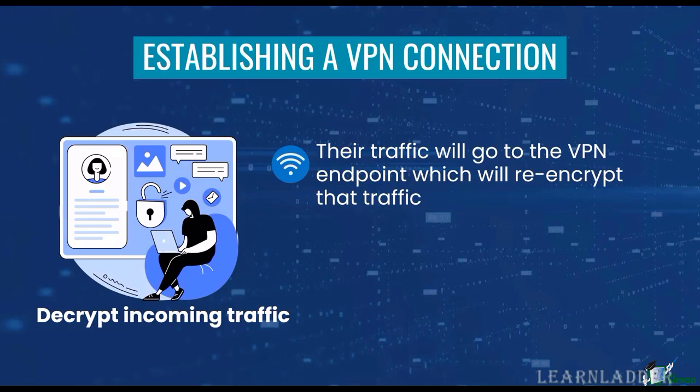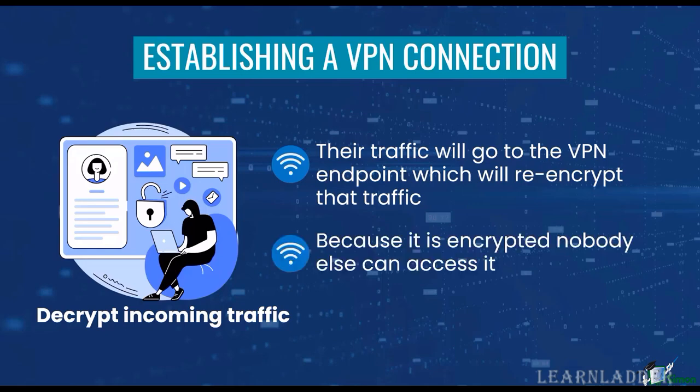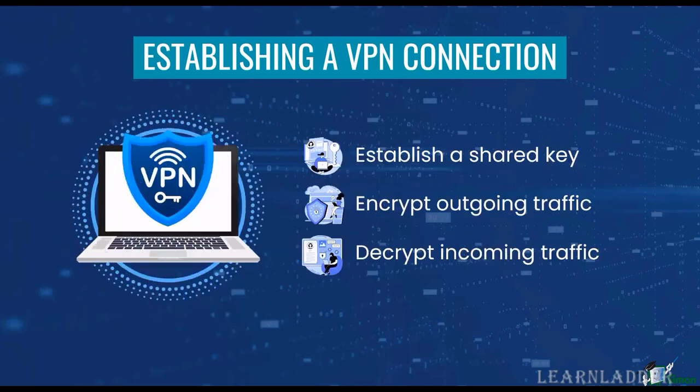All this VPN traffic travels over the public internet, but because it's encrypted, nobody else can access it. And that's why we have this virtual private network. That's basically how a VPN connection works. It's just using encryption to pretend you have that direct private connection when traffic flows over an untrusted public network, such as the internet.